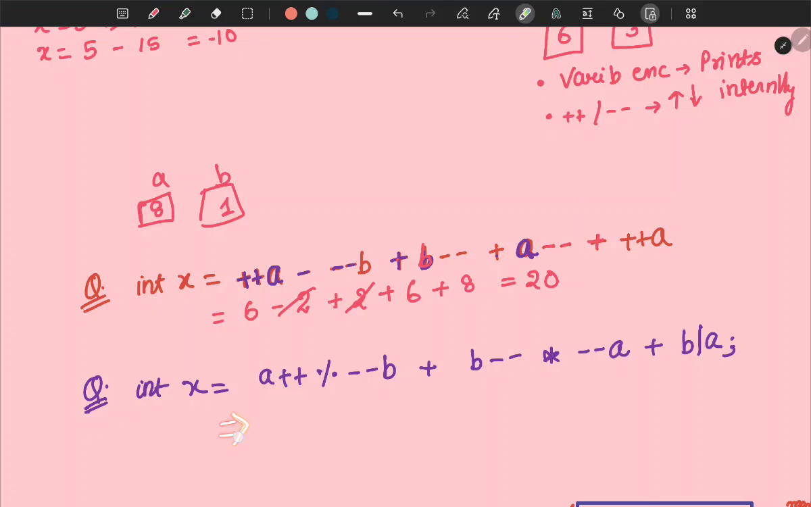Suppose you have this question where you have a as 5 and you have b as 3, right? So it saw a first, so it will print a. Then it saw plus plus, it will make it 6. Then it saw modulus operator, then it saw minus minus, so it will make it 2. And then it saw the variable b, so it will put 2.